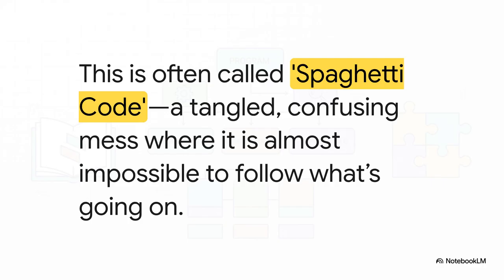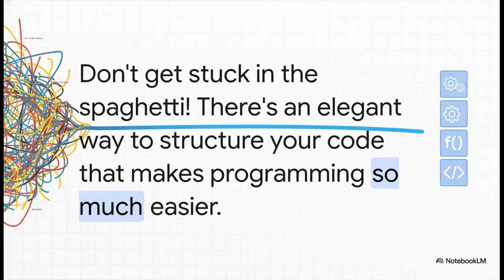And it's the perfect name, isn't it? Just imagine a plate of spaghetti. You can't see where any single noodle begins or ends. It's all just a jumbled mess. And that kind of code, it's confusing, and it is an absolute nightmare to fix when something goes wrong. But here's the good news. You don't have to live with that spaghetti.